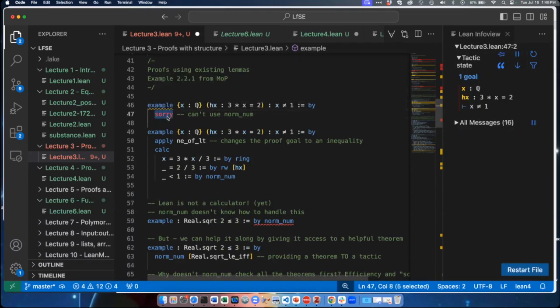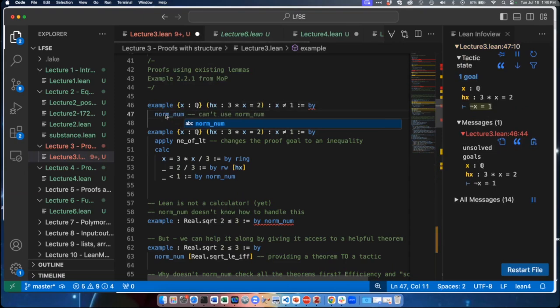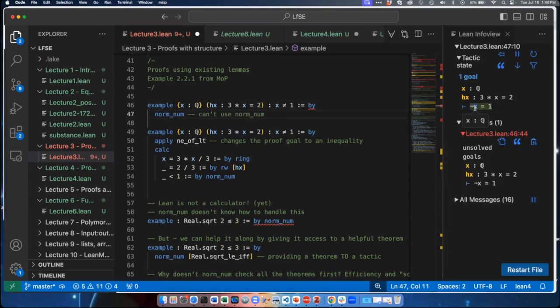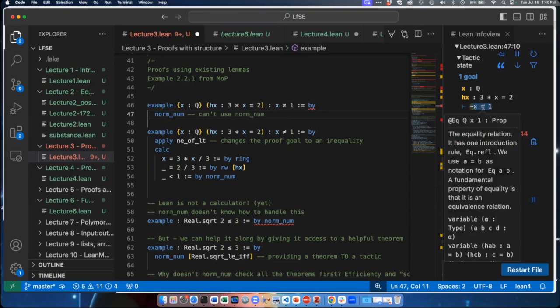If I try norm_num, you'll see it doesn't do anything. I started with x not equal to 1. Right after I did norm_num, it changed it a tiny bit. And this is the not symbol. We'll talk about that very soon, when we talk about how to read these math symbols. I have a logic section later in this chapter. But this means not x equals 1.